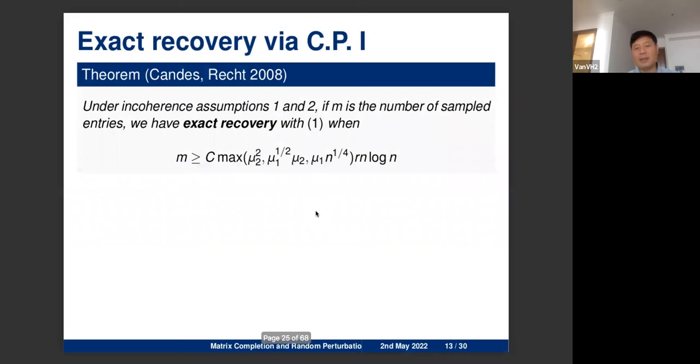On the other hand, the theorem has a nice form. It says that, okay, assume some incoherence assumption. You can have exact recovery if M is large enough, where M is the number of sample entries. So M is at least n times log n, which is the lower bound. We cannot do better than this, but you are off by a factor n to the quarter. And okay, assume all the mu are constant to make it simple. But you are off by n to the quarter compared to the best lower bound.